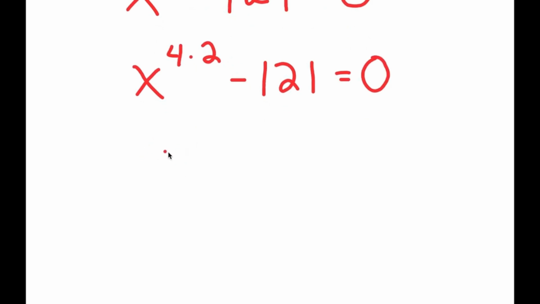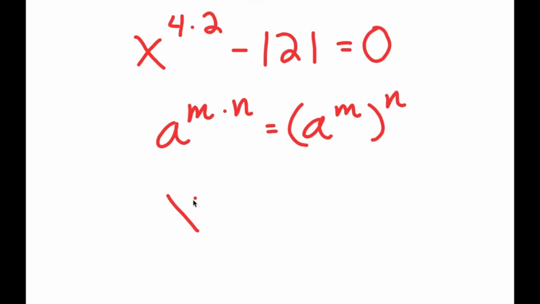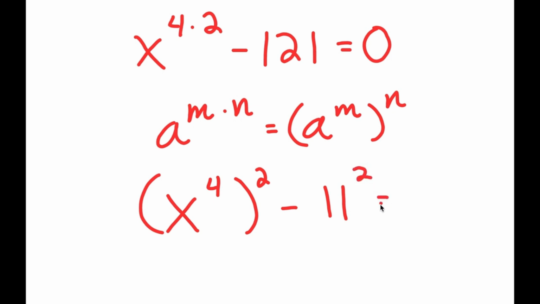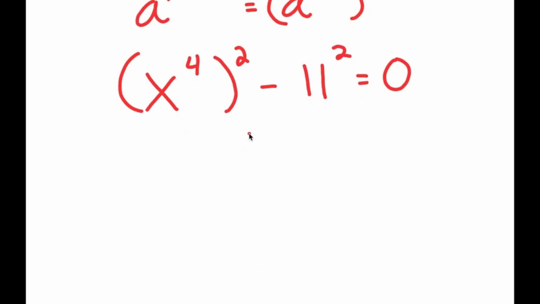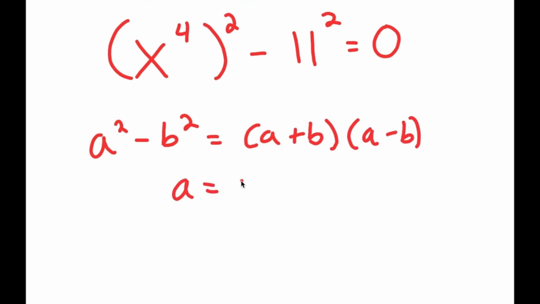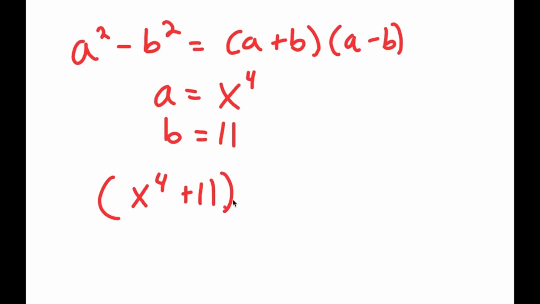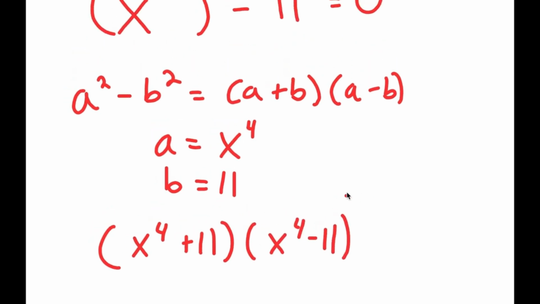Now, if I have something in the form a to the power of m times n, this is equal to a to the power of m to the power of n. So x to the power of 4 times 2 is equal to x to the power of 4 to the power of 2. Now I have this minus 121, which we can rewrite as 11 to the power of 2. And the reason we're going to do that is so now we can use an important algebraic property that states that if I have something in the form a squared minus b squared, this is equal to a plus b times a minus b. So in this case, a is x to the power of 4 and b is 11. So I get x to the power of 4 plus 11 times x to the power of 4 minus 11, which is equal to 0.